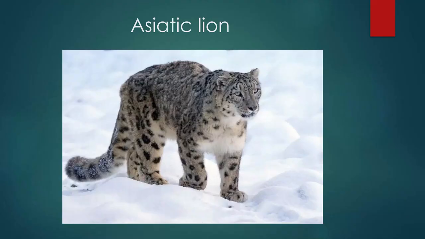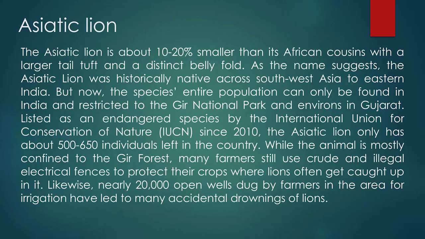Another important animal is the Asiatic lion. The Asiatic lion is about 10 to 20% smaller than its African cousins, with a larger tail tuft and a distinct belly fold. As the name suggests, the Asiatic lion was historically native across Southeast Asia to Eastern India. This animal count is also going down. Now only about 500 to 650 individuals are left in the country. It lives in Gir Forest.